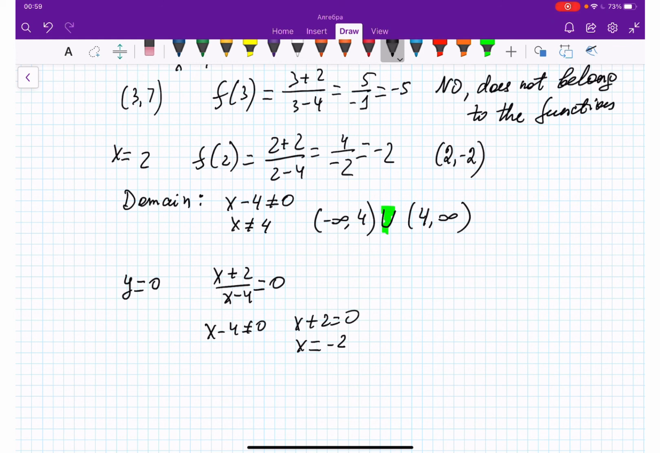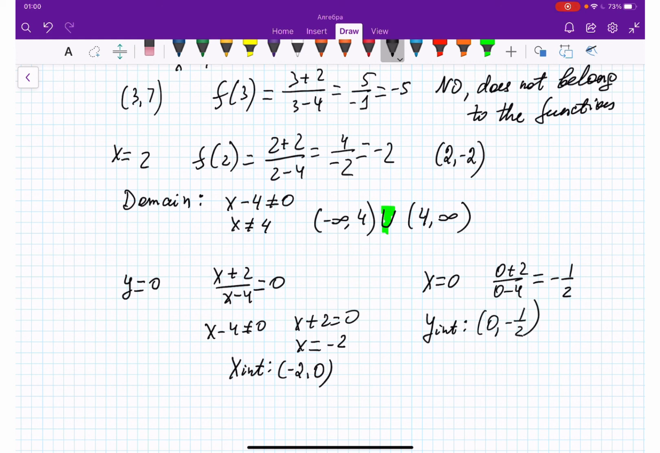So what do we have here? The x-intercept, yeah. It's going to be negative 2 and 0. Now let's figure out the y-intercept. Therefore, we take x equal to 0, right? If x is equal to 0, then we get 0 plus 2 over 0 minus 4, which is equal to, how much? Negative 1/2. So that means the y-intercept is going to be 0 and negative 1/2.